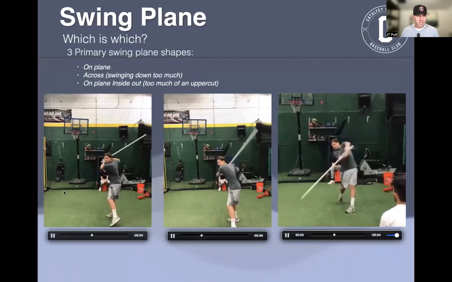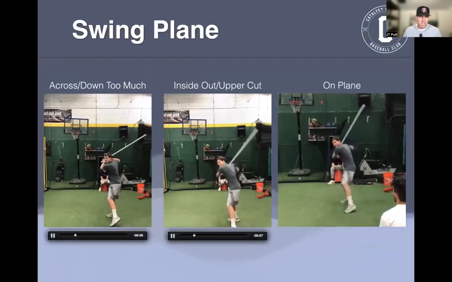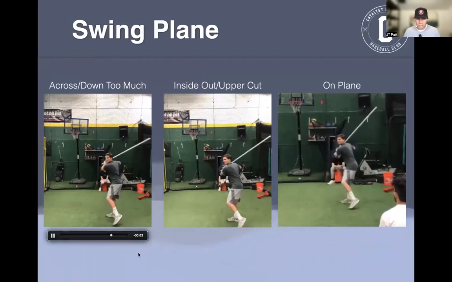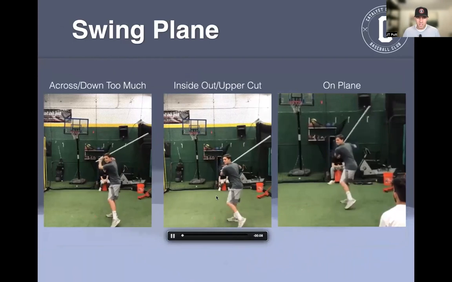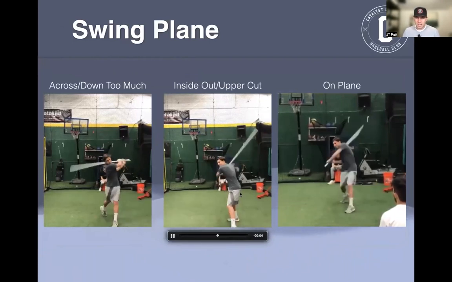But just to go over this, looking at these, if we actually identify which is which, across or down too much would be this first one. So chopping the wood too much, all right? Inside out or an uppercut, it's a little bit too much in to out right there, okay?